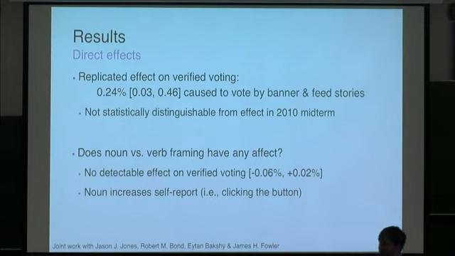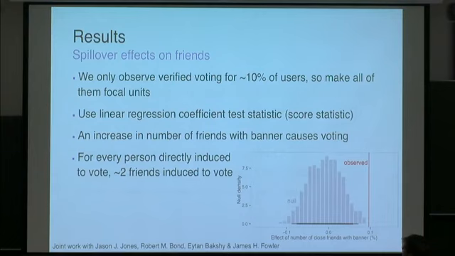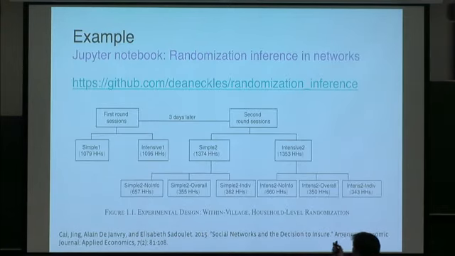But I think in general, this can be very important, as our simulations show. So we detected the main effects, but we're also able to reject the null hypothesis that your friends' treatments do not affect your voting. So we detect a significant effect of your friends being treated with this Get Out the Vote banner on you actually voting. For every person who's directly induced to vote, about 2 friends are induced to vote. So pretty large effects. I also have some software that implements this conditional randomization inference on my GitHub.